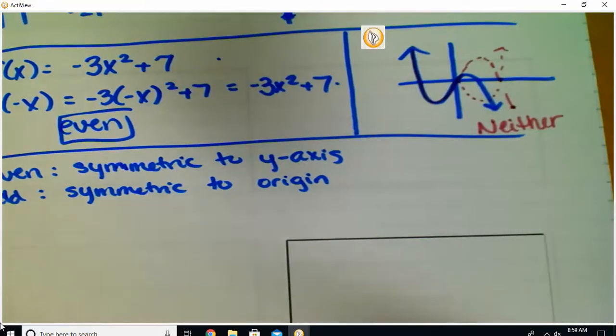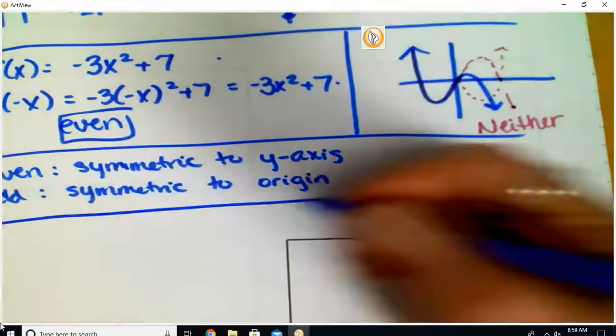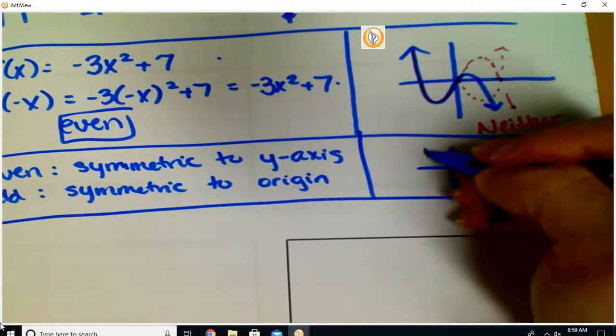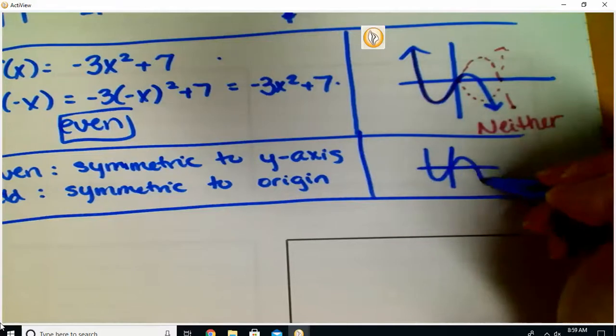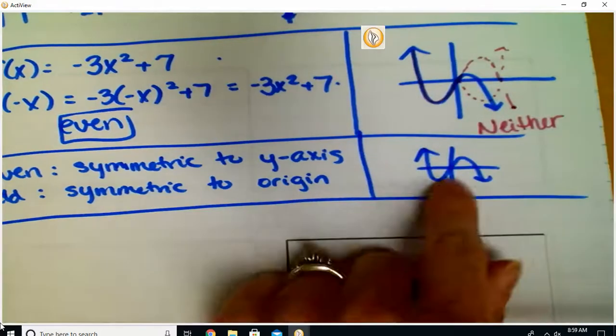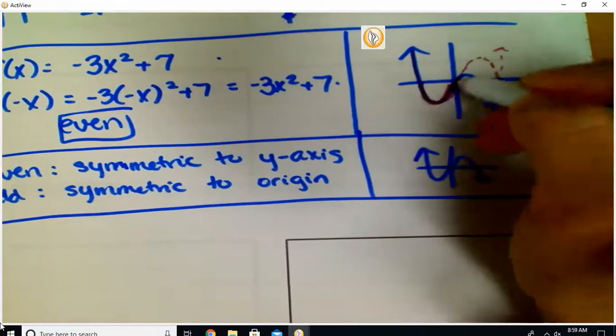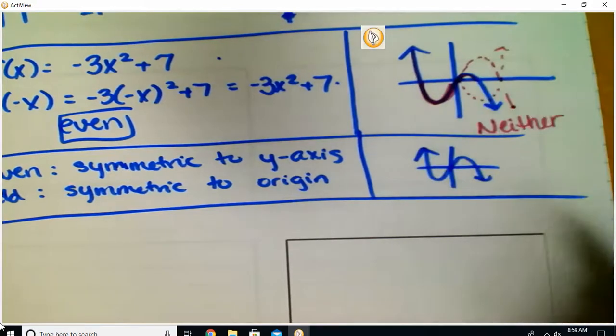If it were truly symmetric to the origin, this one would work, because the problem here was this went down a lot further than this piece went up. So if that was a little more symmetric, then it would have worked. Okay. Is that all right with everybody?